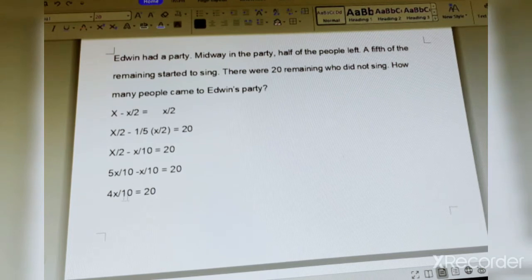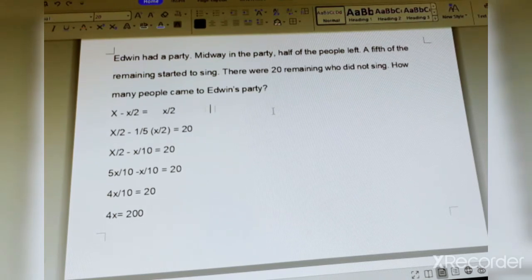So next, just cross multiply 10 times 20. So 10 times 20 is 200. So 4x equals 200. Then after that, just divide both sides by 4.